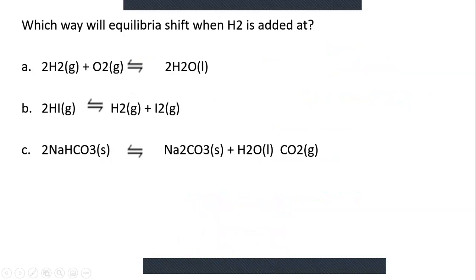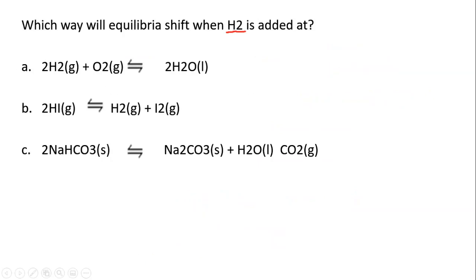So let's look at some examples here. Which way will equilibrium shift when H2 is added to the following? So we're going to add H2 to each one of these reactions. Which way will equilibrium shift? So here in A, H2 is a reactant. So we're adding a reactant. Which way will equilibrium shift? That's right, to the products. So it's going to make more products until equilibrium is reestablished. So we say it shifts to the right.